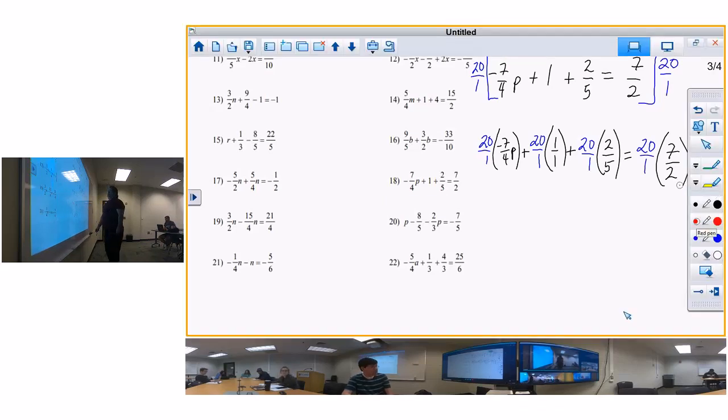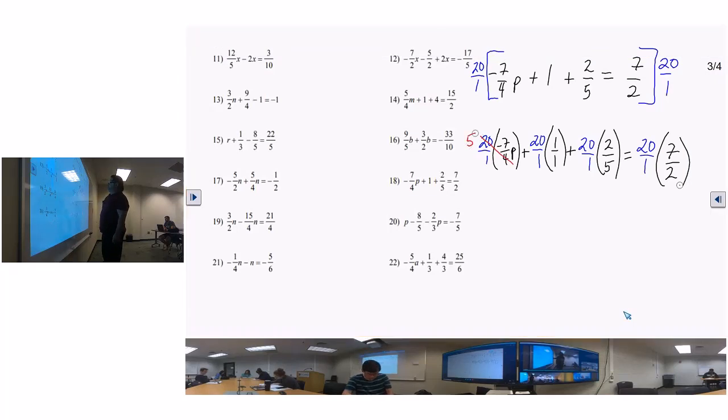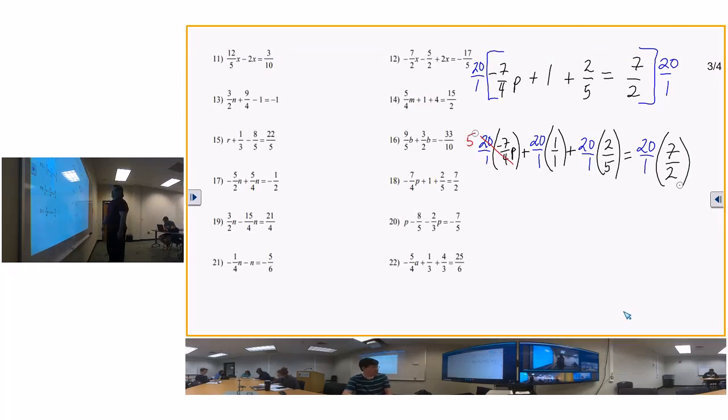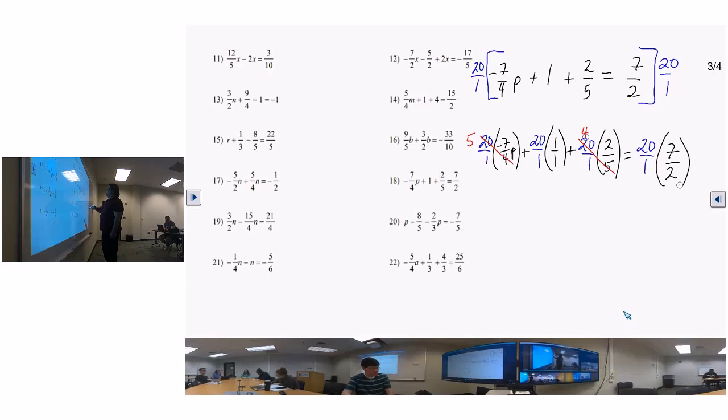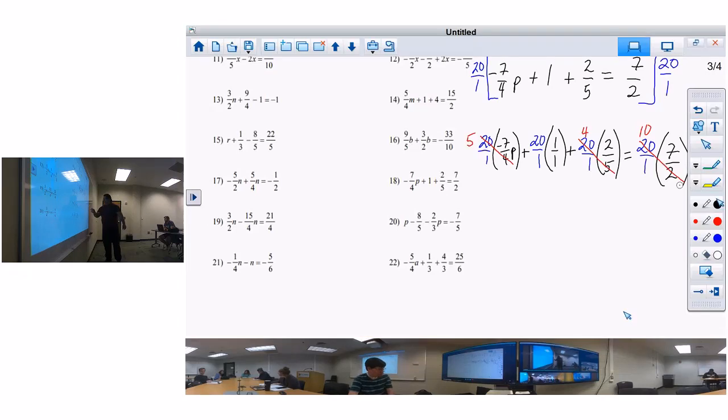And what happens to the 4 and the 20? Goes to 5, Hubert. Thank you, class. 20 over 1 is 20. What happens to the 5 and the 20? Goes to 4, Hubert. That's right, class. And what happens to the 2 and 20? Becomes 10. Thank you. Only took 3 or 4 cues to get you to do it, but thank you anyway.